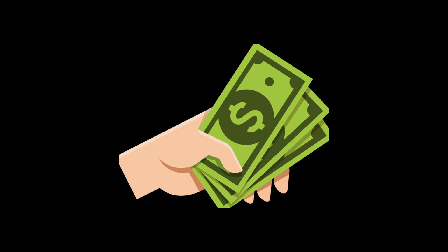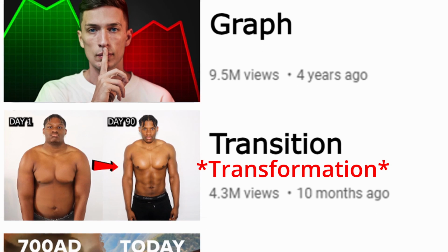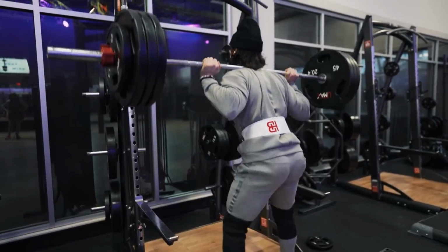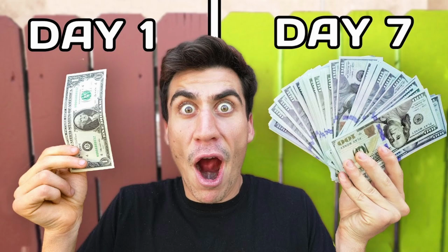We've been talking about money and numbers, but to get that money you have to go through a transformation. The best way you can show this is with a before and after type of thumbnail. This format usually contains a side-by-side image from two different moments. It's used most in the fitness niche, a photo of someone before and after a fitness transformation, but it can also be used in any other niches such as the food niche, challenge niche, and more.